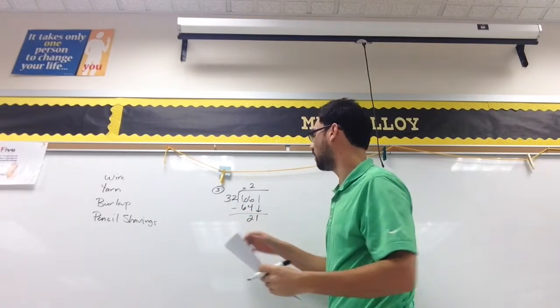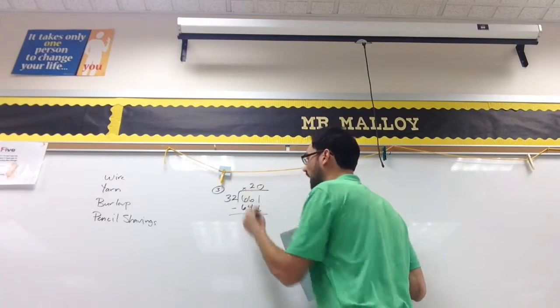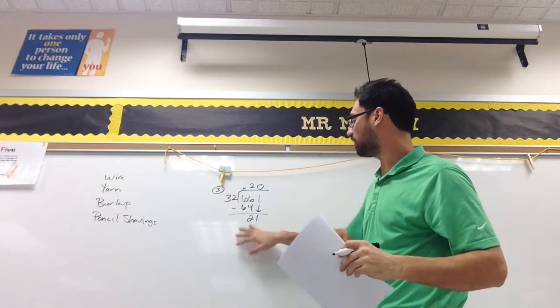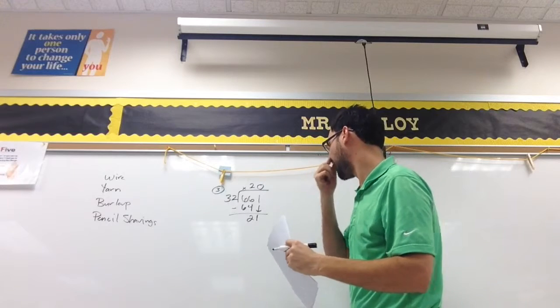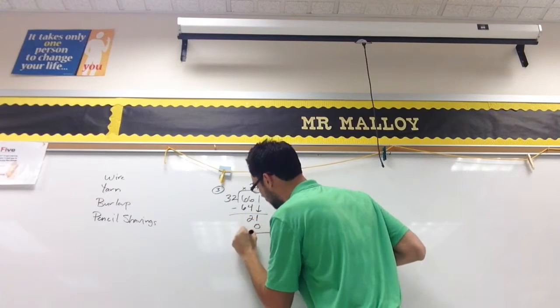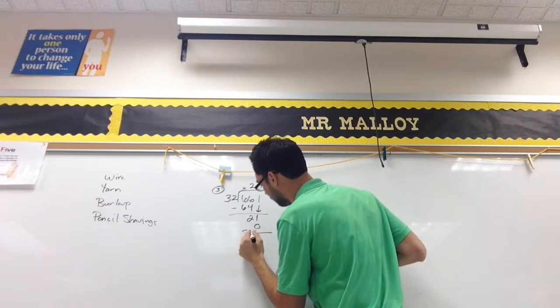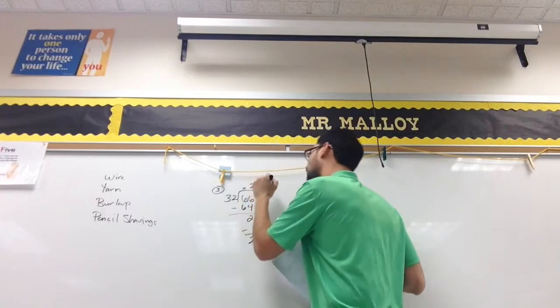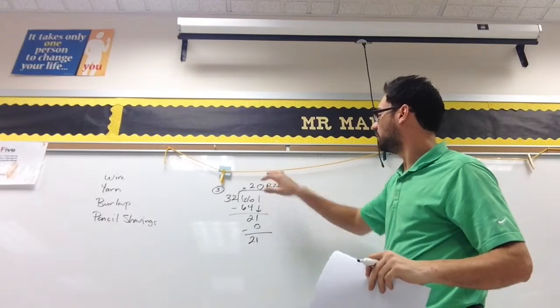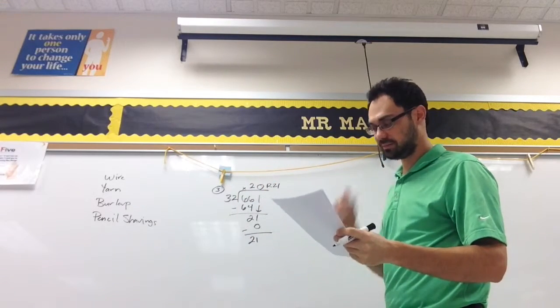32 goes into 21 0 times. Make sure you work your way back around. I saw that mistake with some people in class when I was checking. Work yourself back around. 0 times 32 is 0. And 21 minus 0 is 21. So 20, remainder 21 is the answer to that.